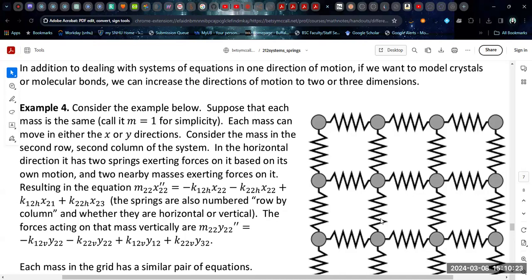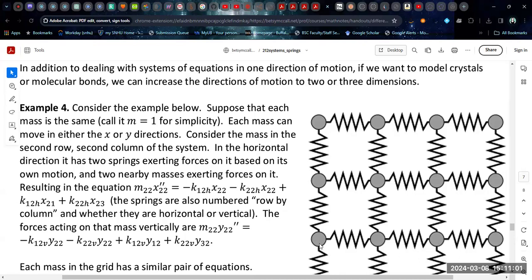Similarly, if we were looking at it in the y direction, M22, Y22 double prime would have an effect if this particle moves, from this spring and this spring. And then also, if the particle above it moved and the particle below it moved, then you would also have an impact from the motion of the particle above and the motion of the particle below. And then all of the equations in the interior would look like this.